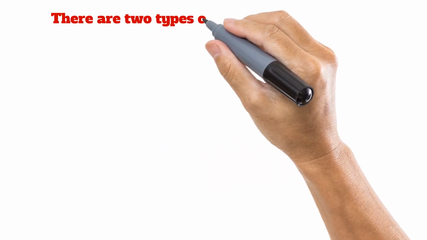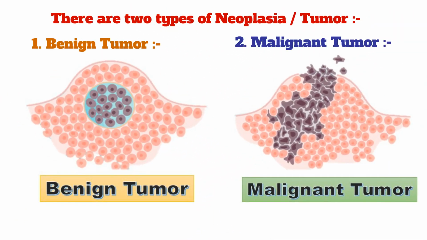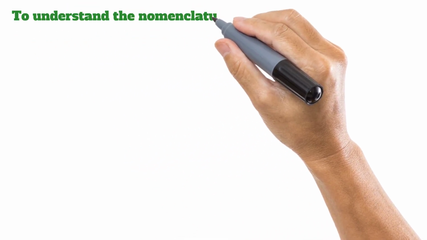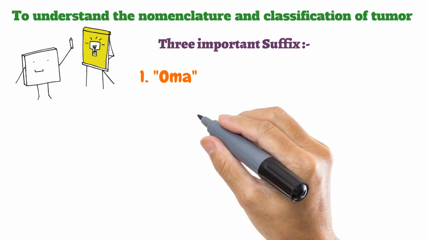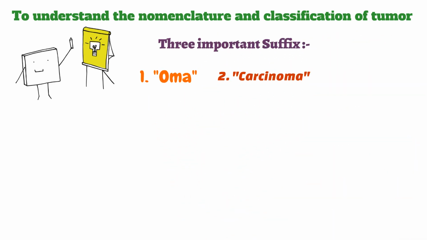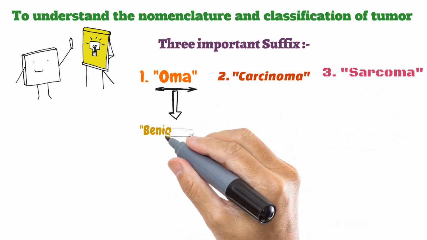There are two types of neoplasia or tumor. First one is a benign tumor and second one is a malignant tumor. To understand the nomenclature and classification of tumors, you just have to remember this important suffix word. They are oma, carcinoma and sarcoma. The word oma suffix is used to name the benign tumors.